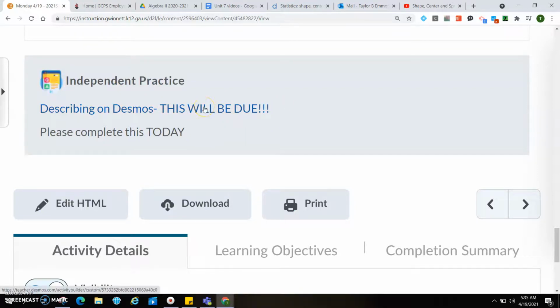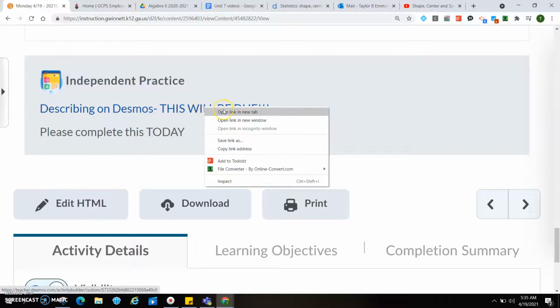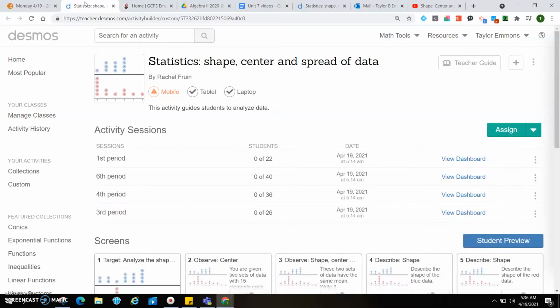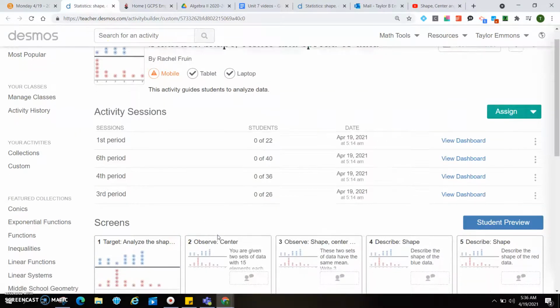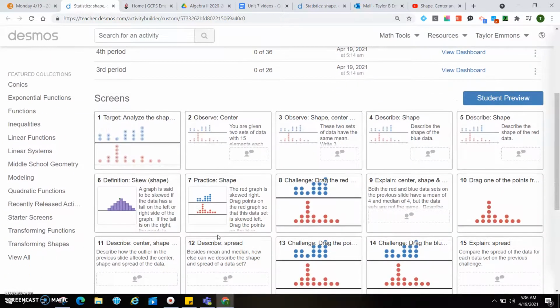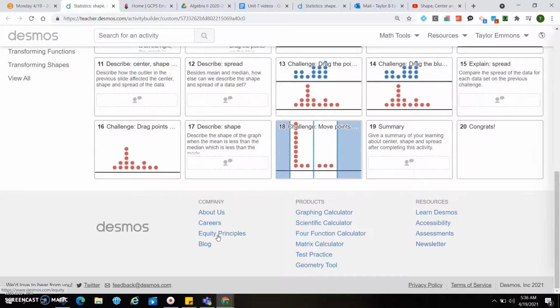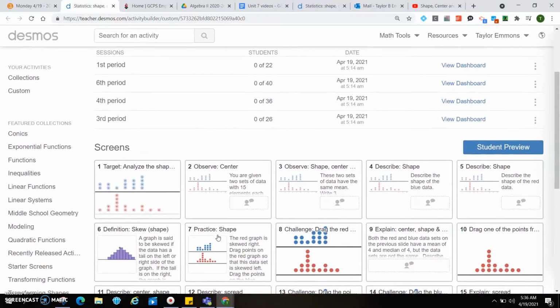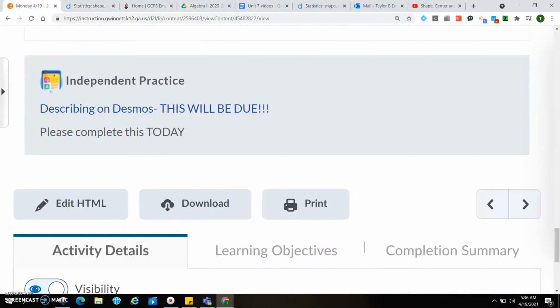Down here, you will be completing this Desmos activity. You can click on it, right click, and then open link in new tab. You do need to complete this by Friday if you're in my class. But you definitely need to get it done today because I'm going to be looking for it. I know there's 20 pages, so you want to definitely get started on it today because a lot of it's typing. Okay? Good luck.